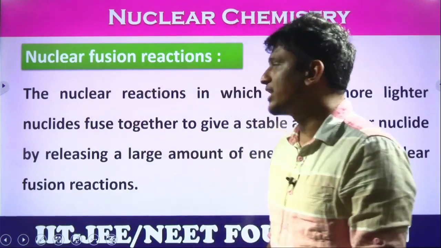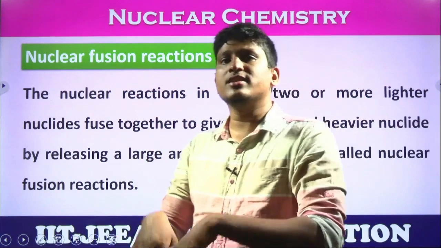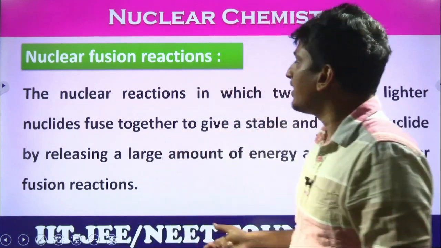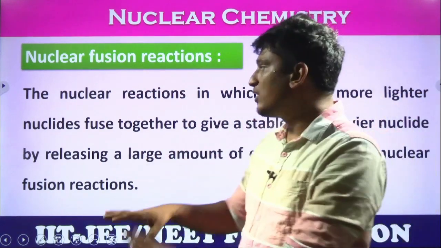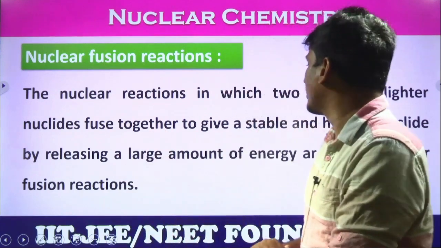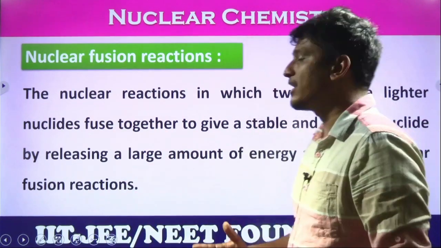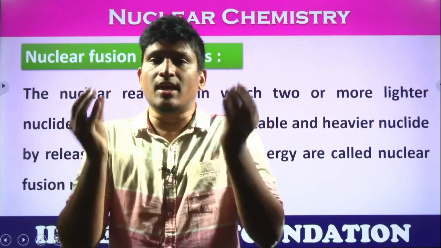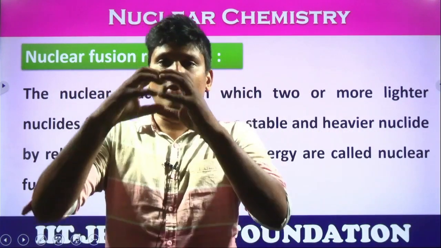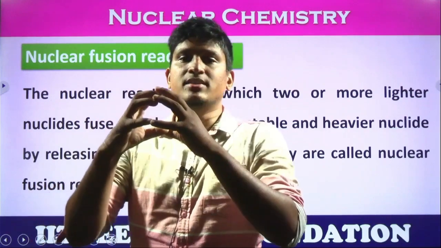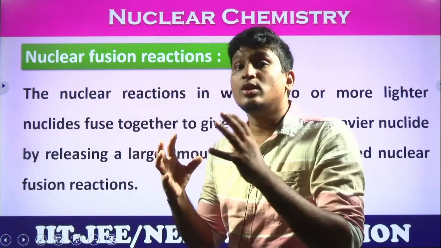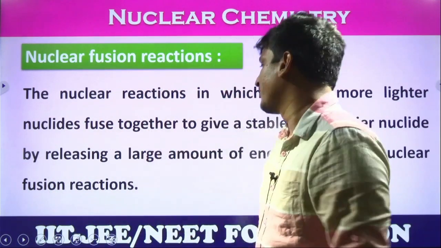So, nuclear fusion reaction. Opposite to fission is nuclear fusion. The nuclear reactions in which 2 or more lighter nuclides fuse together to give a stable and heavier nuclide by releasing a large amount of energy are called nuclear fusion. That means this time smaller nuclides combine to form one bigger nuclide. Understood? That type of reaction is called nuclear fusion, a combining reaction.